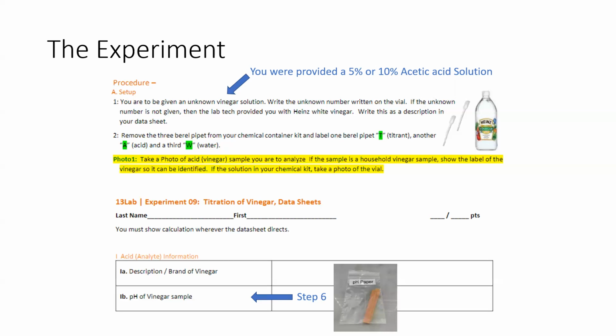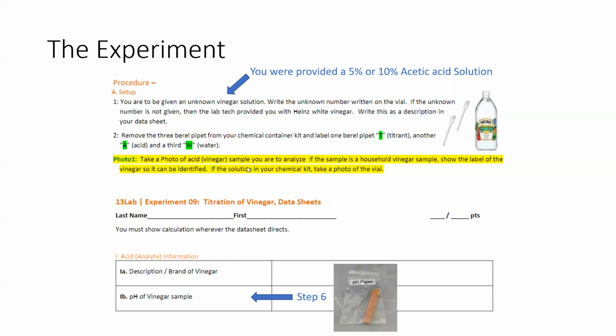You're going to get 3 Beral pipettes out and label them T, A, and W. T will stand for the titrant, and we will use that for the sodium hydroxide solution. A stands for acid, and we'll use that for measuring out the 10% or 5% acetic acid solution. And W stands for water, and we'll use that for the calibration of the Beral pipette at the beginning of the experiment when we're just measuring out drops of water.